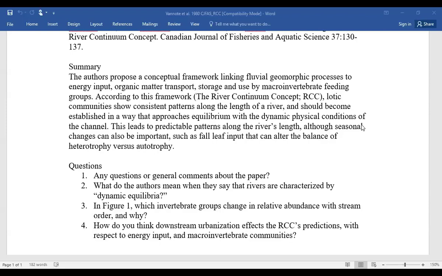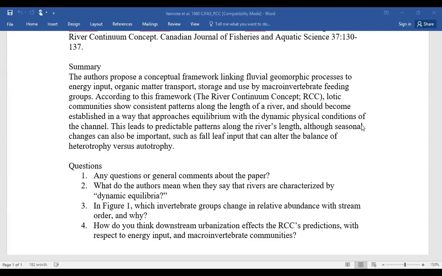But thinking about this idea of input of leaves and organic matter in the upstream section, and then that being processed on the way down, becoming what we call FPOM, or fine particulate organic matter. How might that gradient be different, because these upstream sections are kind of urbanized too? Just looking at that watershed, can we think of a way that the upstream sections might be different from what Vannote et al. are thinking about?